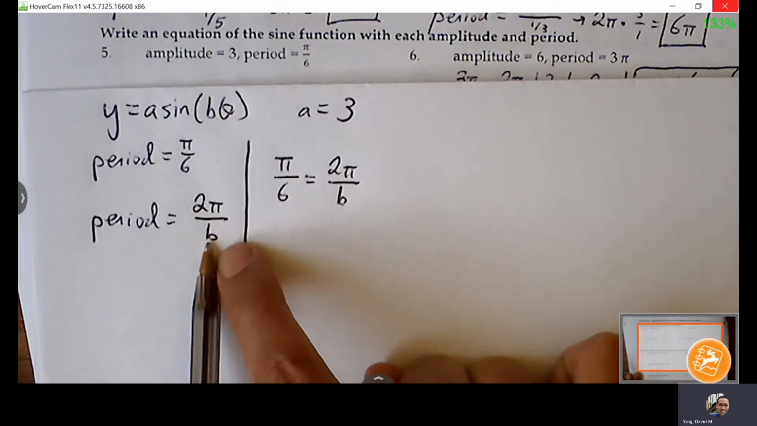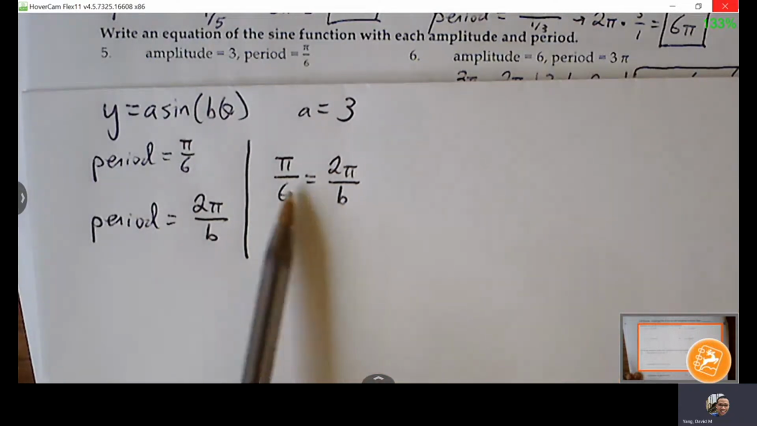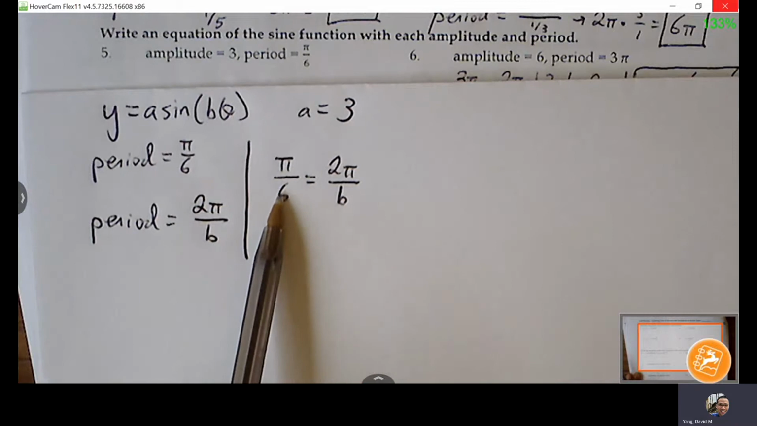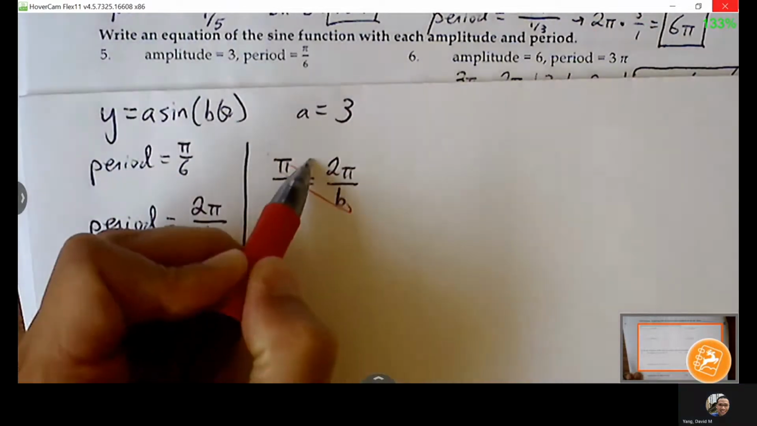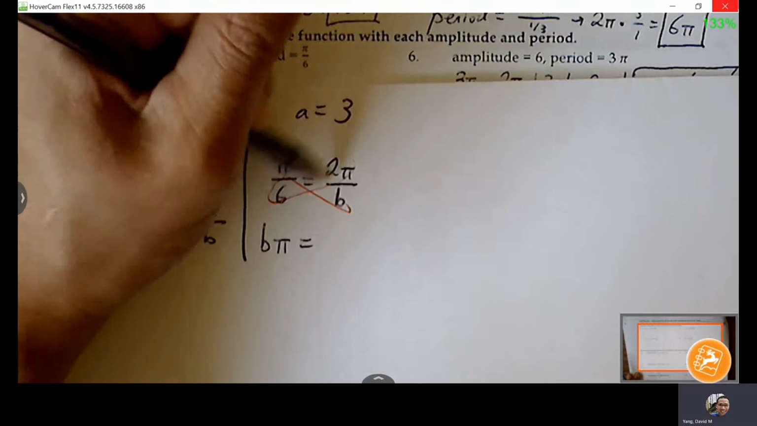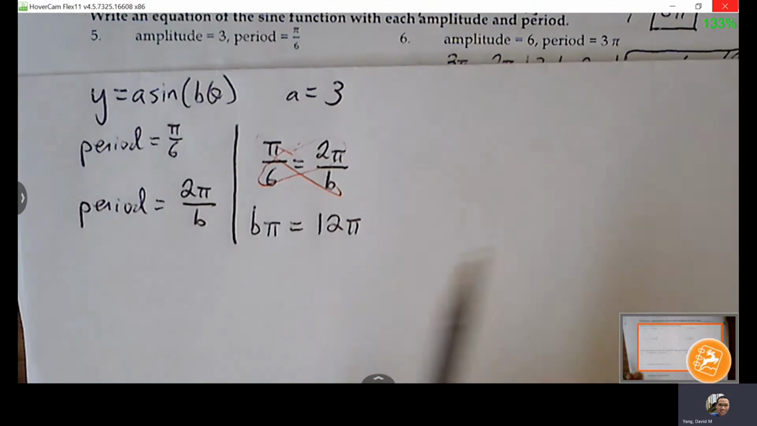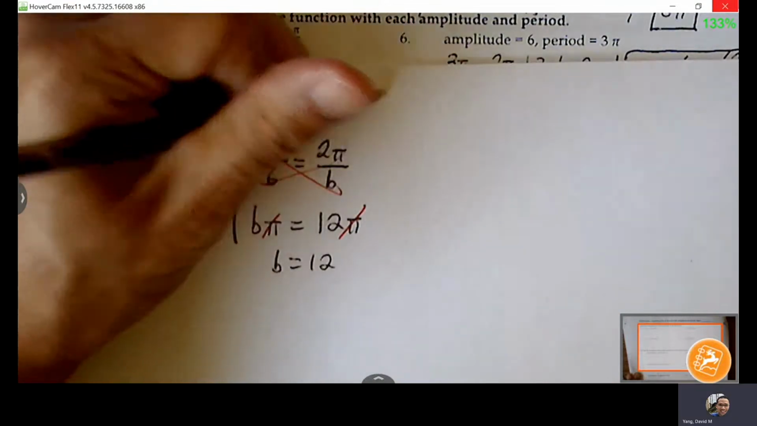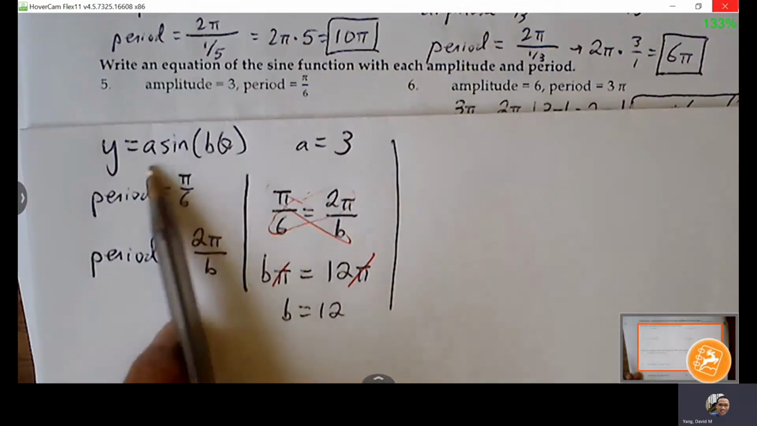Same formula, but instead of replacing b, we're going to replace period because that's what's given to us. Okay, so now I have pi over 6 equals 2 pi over b. If I don't have a fraction, then I'm going to force a fraction, put a 1 in the denominator, but in this case, it's already a fraction. I'm just going to cross multiply, and that way I can just solve for b. So I get b times pi is equal to 2 pi times 6, which is 12 pi. There's no need for me to divide anything. I can just cross the pi's out. So b is equal to what? 12. Now that we have the b value, we can turn around and insert it back into the equation that they want from us in this form.